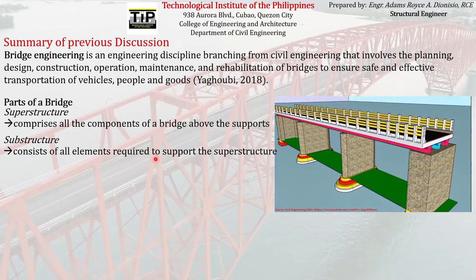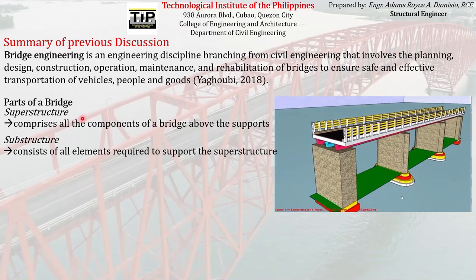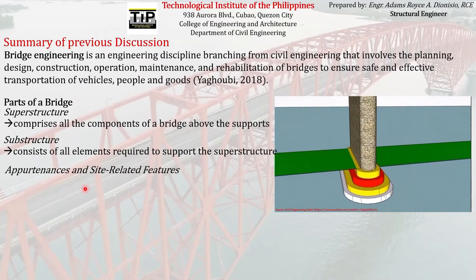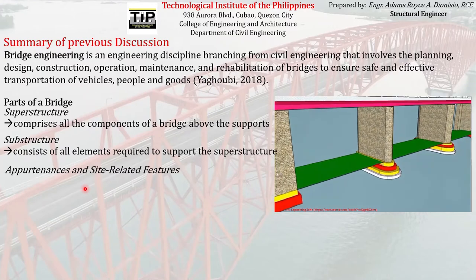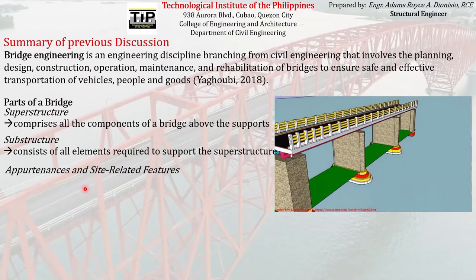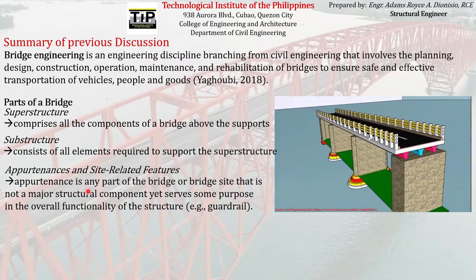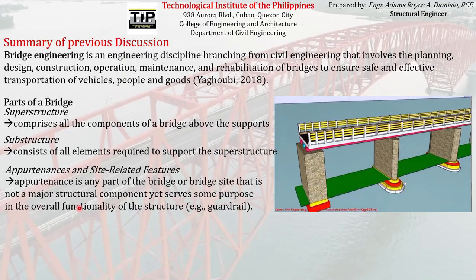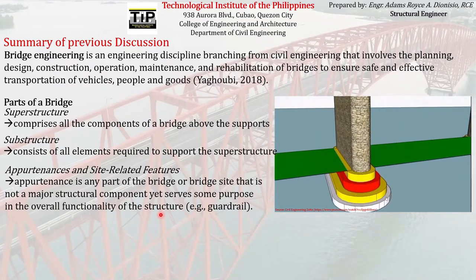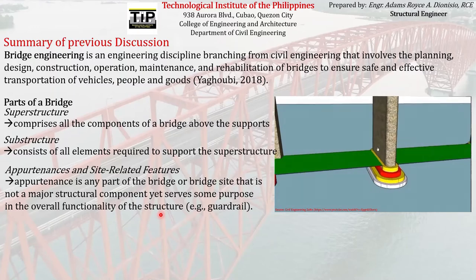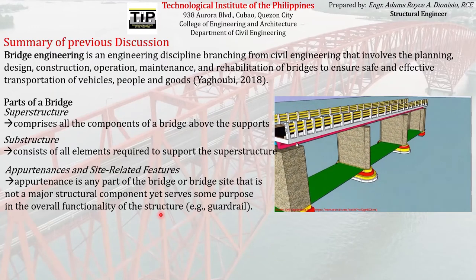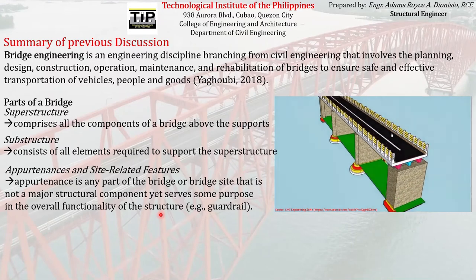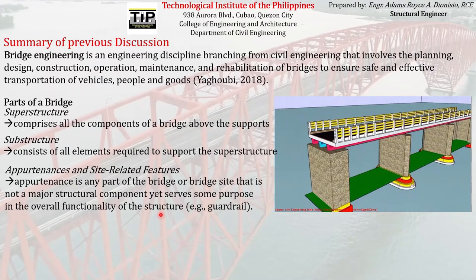Aside from these two general terms used to describe the parts of a bridge, we also learned from the last meeting the terms appurtenances and site-related features. So what are these appurtenances? An appurtenance is any part of the bridge or bridge site that is not a major structural component, yet serves some purpose in the overall functionality of the structure.